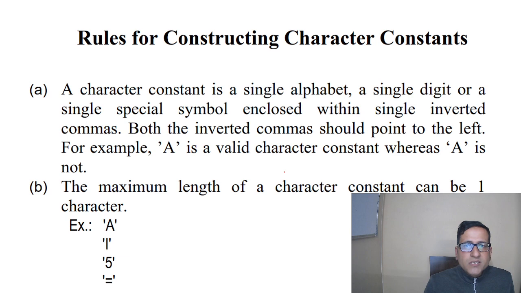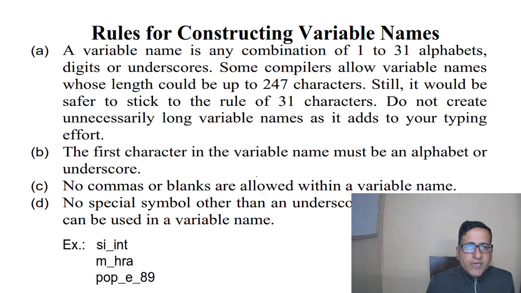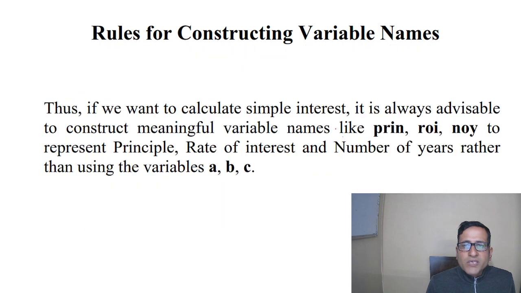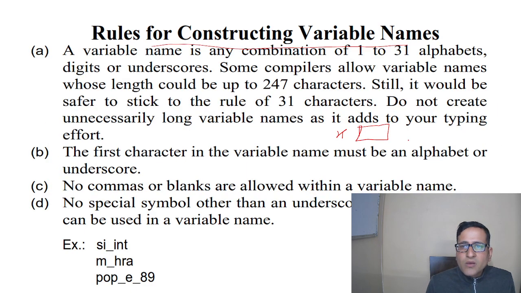So let's go to the next slide. Here we can see the rules for constructing variable names. As we discussed, there are three things: one is the location name, one is the data, and one is the address.